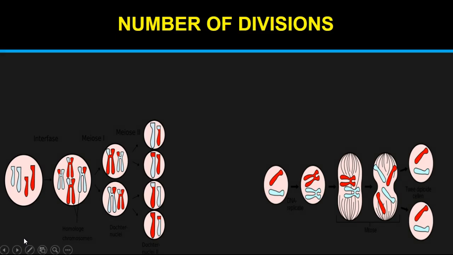And the two also differ in the number of cellular divisions that take place. With meiosis, we see 2 cellular divisions take place. We had 1 cell that split into 2 cells, and then those 2 cells further split into 4 cells. So there were two phases of division in meiosis. And in mitosis, we only see 1 cell division taking place. 1 cell divided into 2 cells.